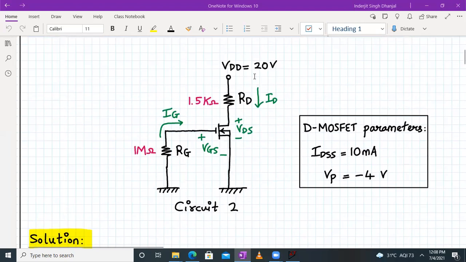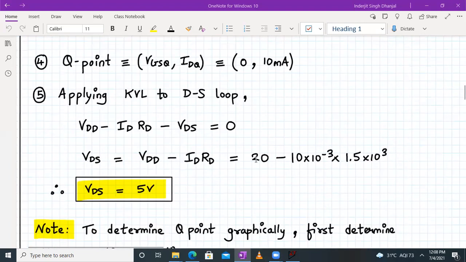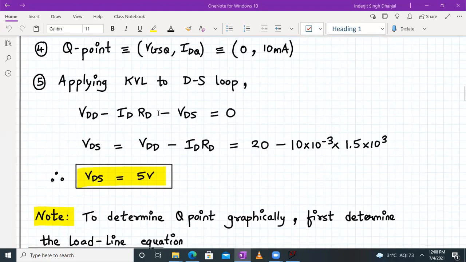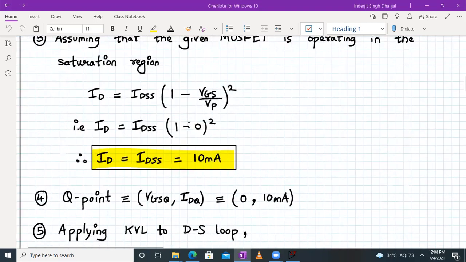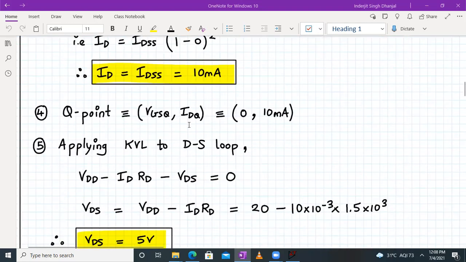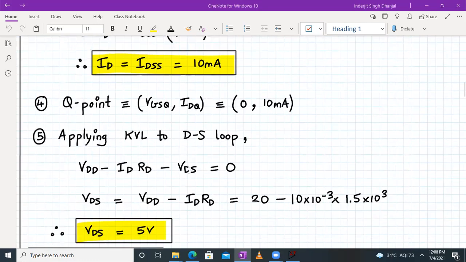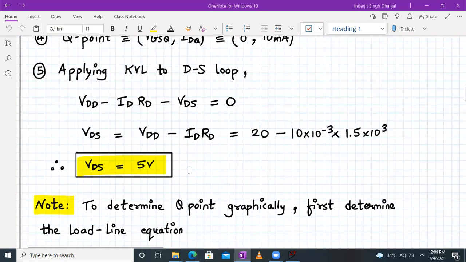It will be VDD minus IDRD minus VDS is equal to 0. So VDS will be equal to VDD minus IDRD. You plug in all the values, you will get the value of VDS as 5 volts. So we got the value of VGS, which is 0, the value of ID, which is 10 milliamperes, and the value of VDS, which is 5 volts.